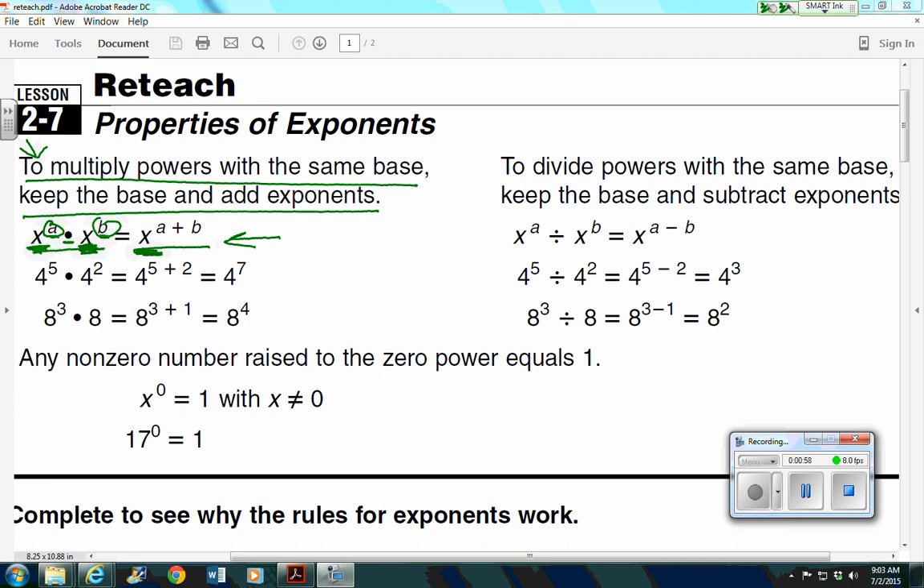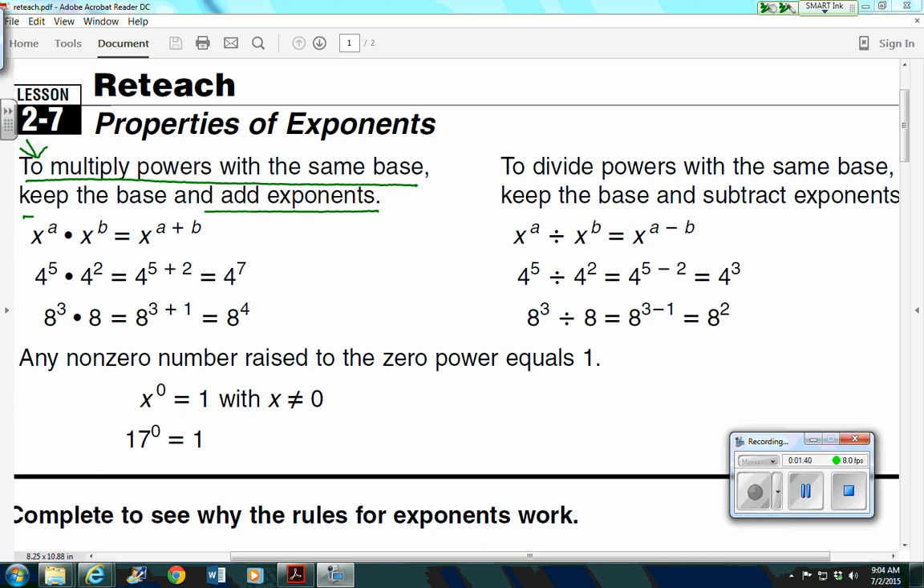Okay, so let's plug in 4 instead of x, 5 instead of a, and 2 instead of b. So they're saying 4^5 times 4^2 equals 4^(5+2), or 4^7. What that does for you is, if you have been given a problem that says 4^5 times 4^2, you know the answer is 4^7. You kept your base and you added your exponent. So it's actually quite simple once you have a little understanding of the rule.